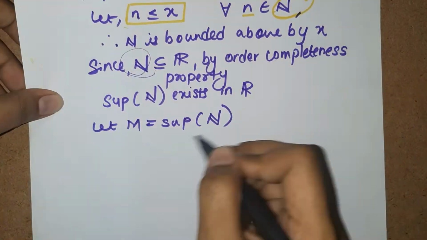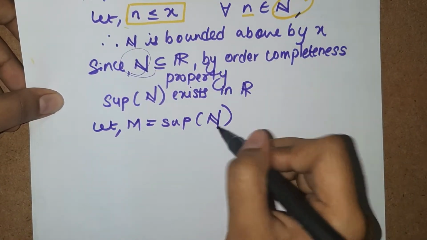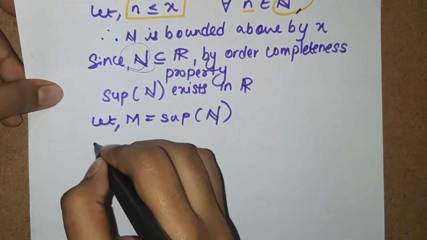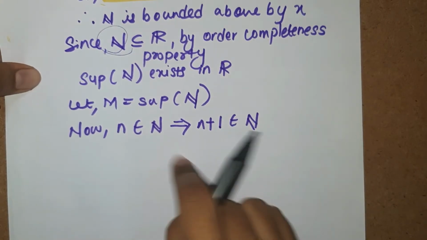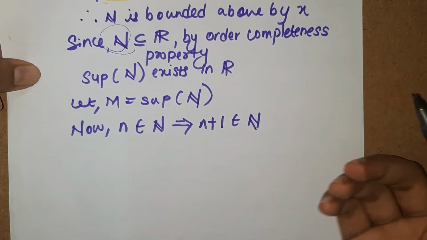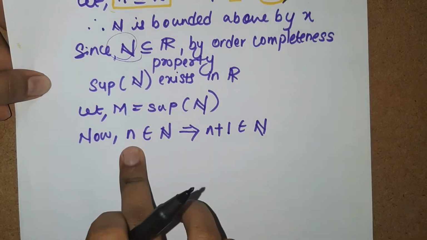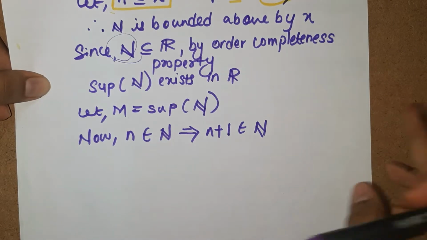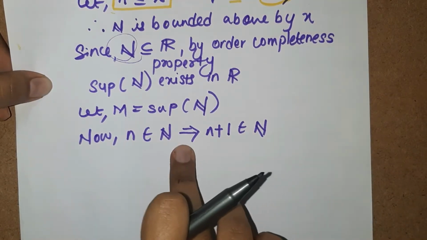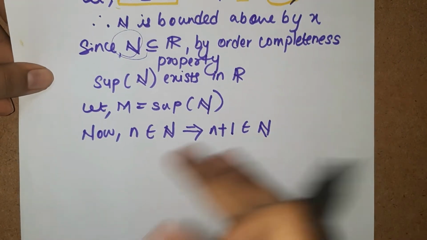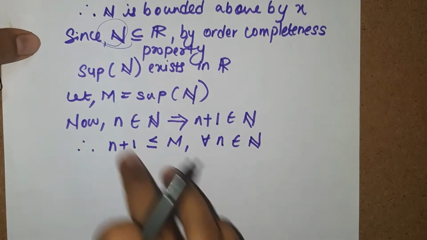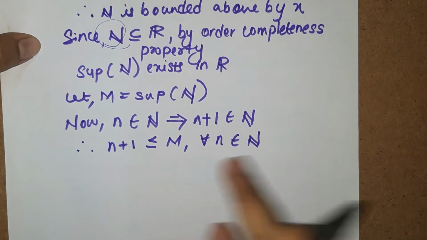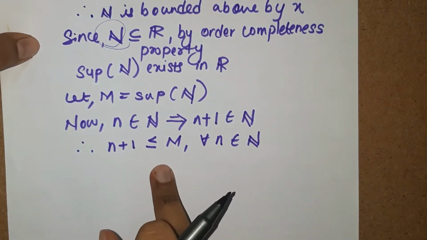Then we write: the supremum of N exists, we know that, so let this supremum of N be m. Now n belongs to the natural numbers implies that n plus 1 will also belong to the natural numbers. Let's say 1 belongs to the natural numbers. Does 1 plus 1, that is 2, belong to the natural numbers? It does. Does 2 plus 1 belong to the natural numbers? It does. That's what they're trying to say. Now there is this n plus 1, which is less than or equal to m. Why do we say n plus 1 is less than or equal to m?